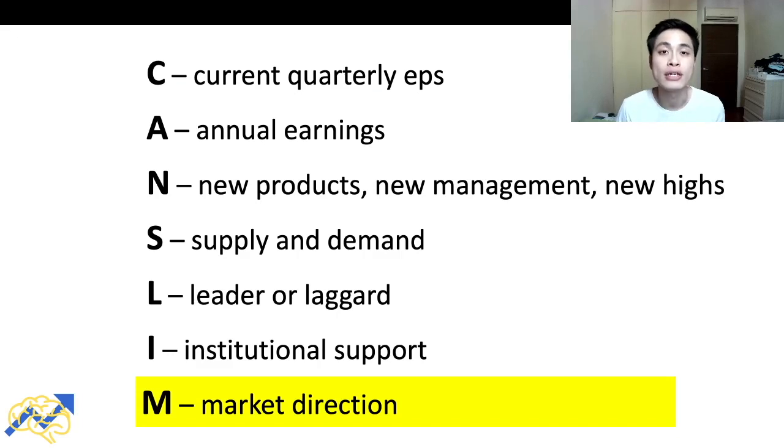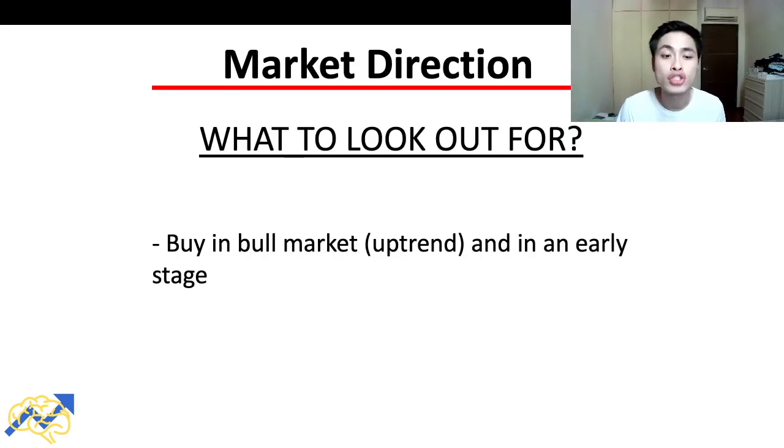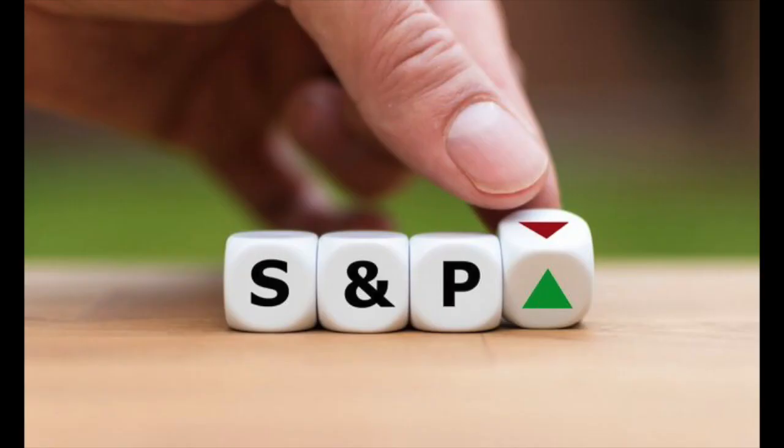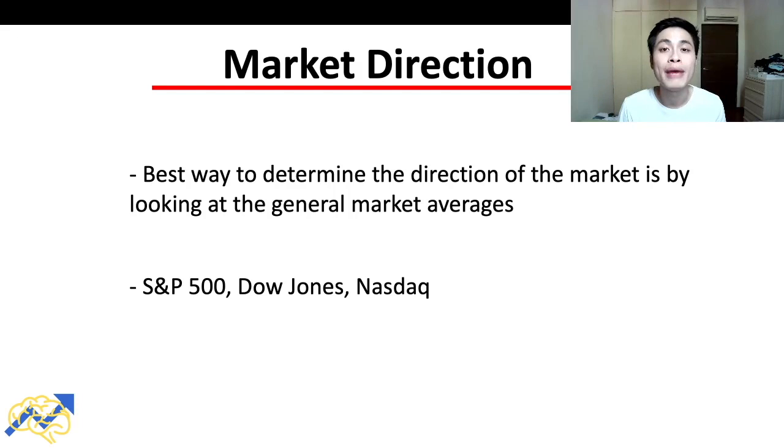And for the 7th criteria, we take a look at market direction. For market direction, we want to look out for stocks that are in a bull market or an uptrend, and in an early stage of the bull market. And the best way to determine the direction of the market is by looking at the general market averages. So we want to take a look at the 3 major US indices: the S&P 500, the Dow Jones, and the Nasdaq. These 3 major US indexes will provide us a good sense of what the market is currently doing.